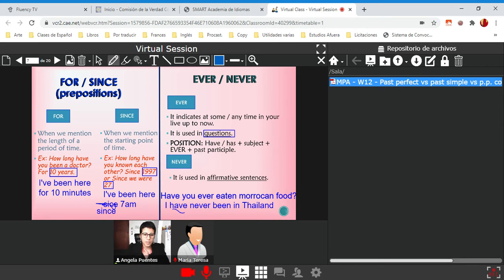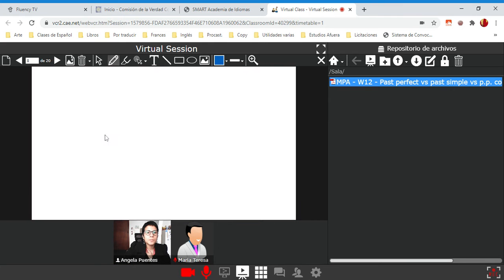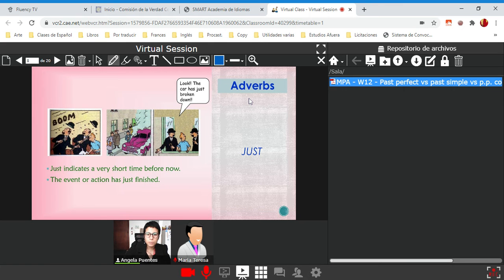No. Great, excellent. So the next thing that we have is adverbs. Adverbs are these words that modify the way that we talk, okay? Los adverbios modifican los verbos or the way that we do the actions. So the first adverb is just, okay? So just indicates a very recent time before now, okay? This is something that we use to give the emphasis that an action that happened, like finished, is recent, okay?